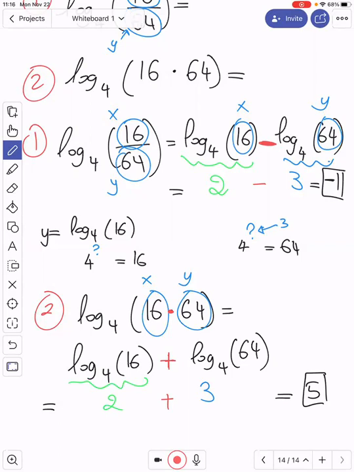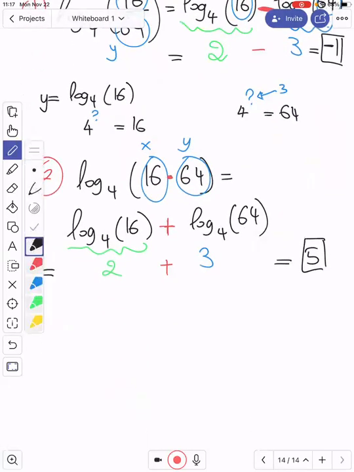Right, any questions, guys? So log of x times y is log of x plus log of y. Log of x over y is log of x minus log of y. Now, if you have something like log of x plus y, then we don't have, let me just remark one thing here.